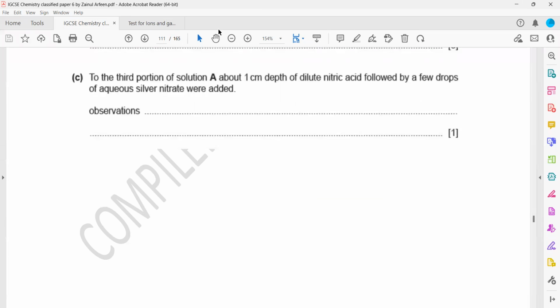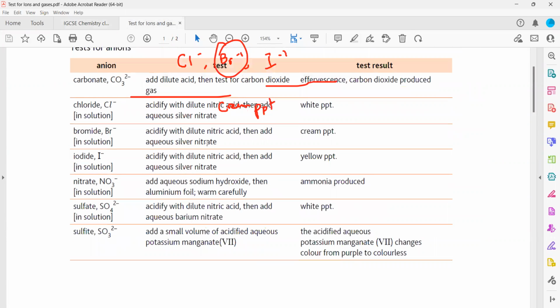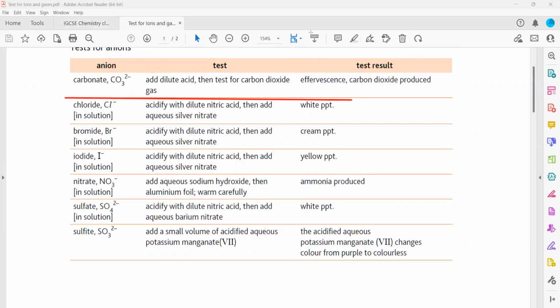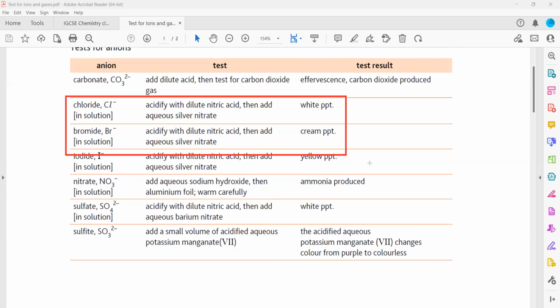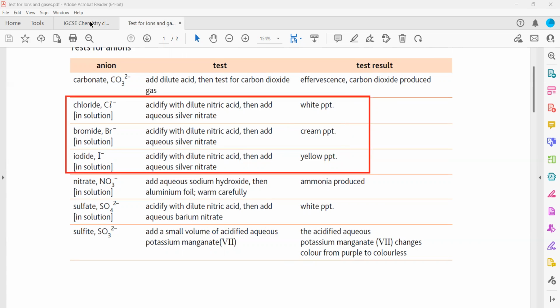To the third portion of solution A, 1 cm cube of nitric acid followed by silver nitrate. So nitric acid followed by silver nitrate, test for halides. Because bromide is there, it will produce a cream precipitate. All these tests for the negative ions, chloride, bromide, iodide, we test in the same manner. But the only difference is the observation. With chloride, it will be white. With bromide, cream, and with iodide, it will be yellow.